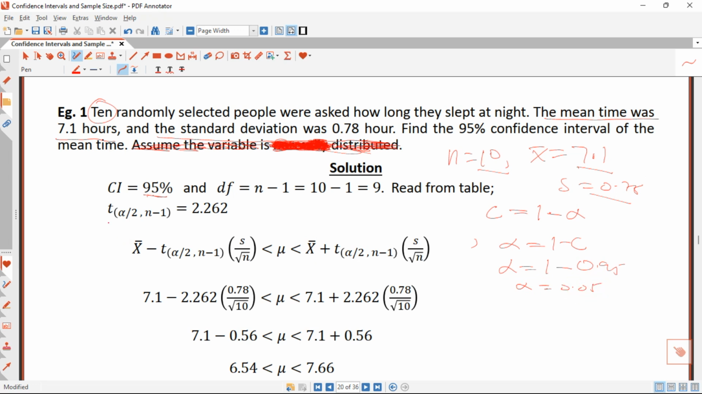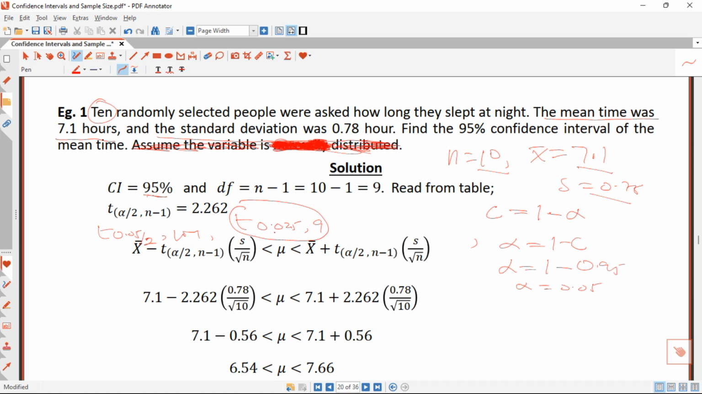But here you could see clearly that for our t value, our alpha is divided by 2. So here I'm going to get t 0.05 divided by 2, comma 10 minus 1, of which you are going to get t 0.025, comma 9. So this is what we are going to use to go straight to the table to find our critical value for t subscript alpha divided by 2, comma n minus 1.